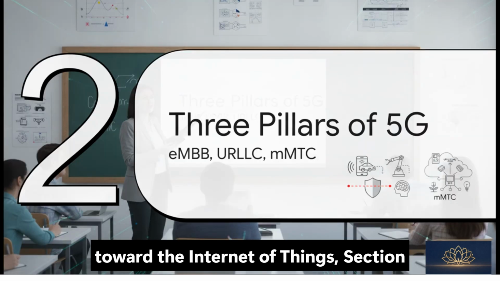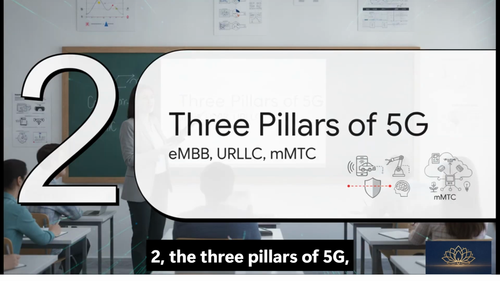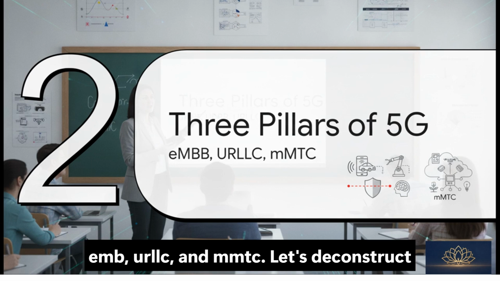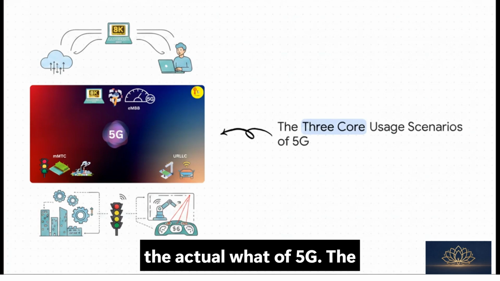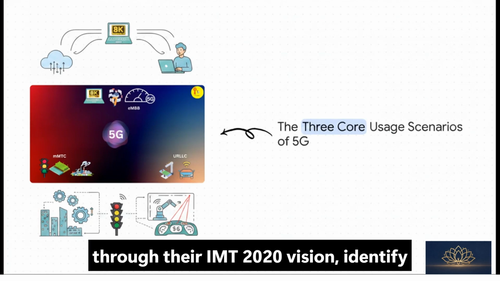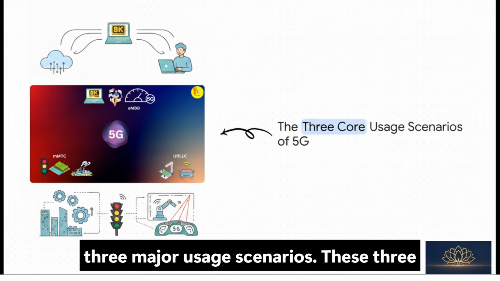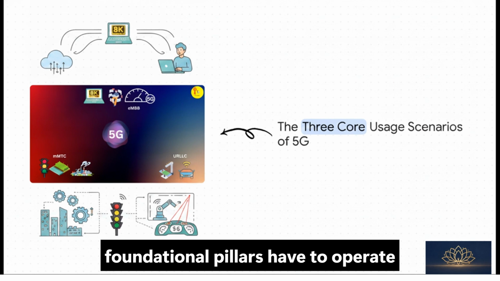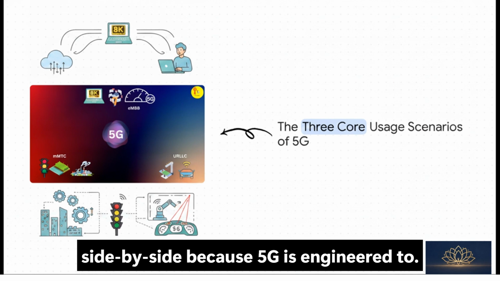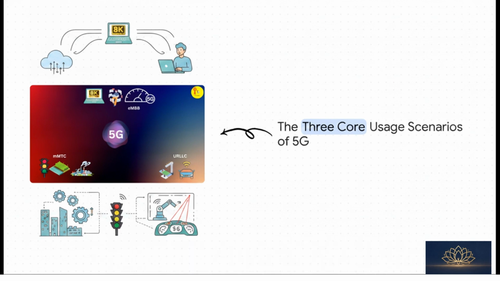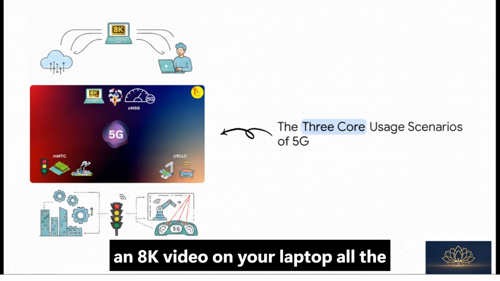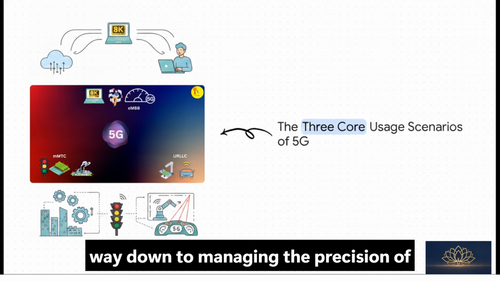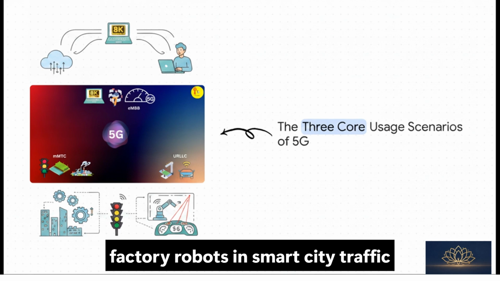Section 2, the 3 pillars of 5G: eMBB, URLLC, and mMTC. Let's deconstruct the actual what of 5G. The International Telecommunication Union, through their IMT 2020 vision, identified 3 major usage scenarios. These 3 foundational pillars have to operate side by side because 5G is engineered to handle completely different markets simultaneously. Everything from streaming an 8K video on your laptop all the way down to managing the precision of factory robots and smart city traffic lights.